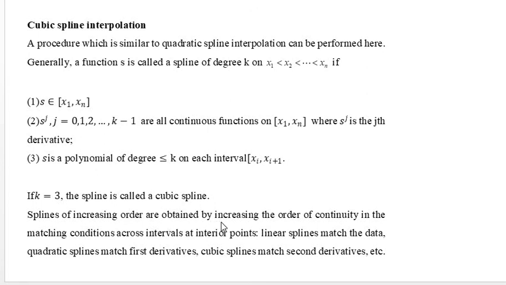The splines of increasing order are obtained by increasing the order of continuity in the matching conditions across intervals at interior points. Linear splines match the data, quadratic splines match first derivatives, cubic splines match second derivatives, and so on.